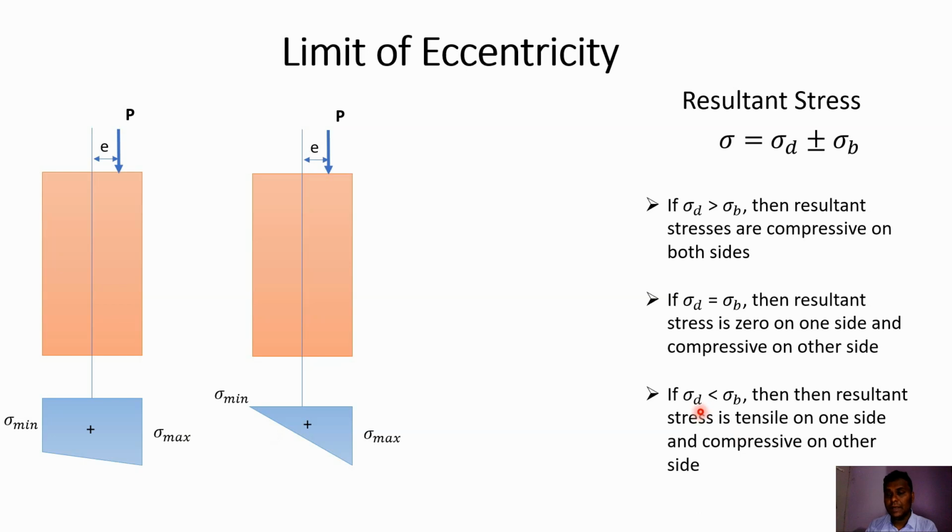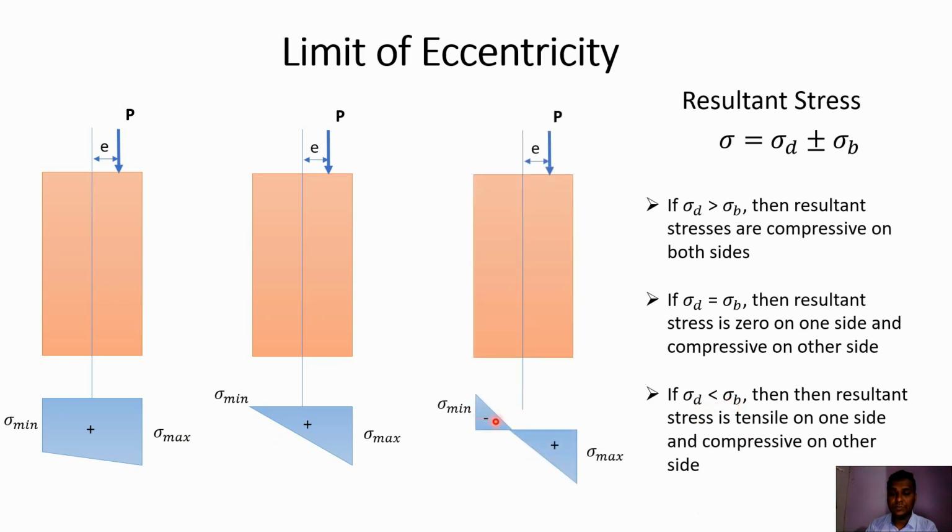Here if we have sigma d less than sigma b, meaning direct stress is less than bending stress, then what will happen? We get the respective stress distribution diagram like this. Some stresses will be compressive, some stresses will be tensile. Now if we observe all three cases, for the first two cases the resultant stresses are wholly compressive. So you can find that no tensile stress is developed in the first two cases.